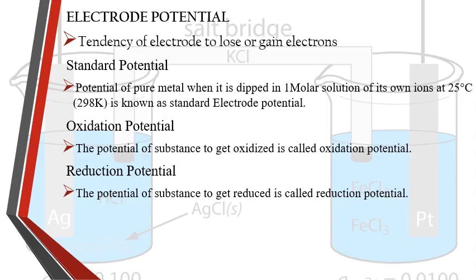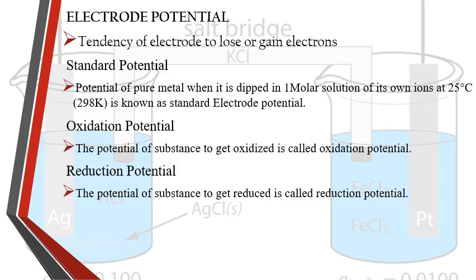ions in the solution. The standard electrode potential, that is E0, is the potential of a metal electrode when it is placed in a 1 molar solution of its own ions at a temperature of 25 degrees Celsius. This value is used as a reference point to compare the reactivity of different metals. The standard potential can help predict whether a metal will be oxidized or reduced when it comes into contact with another substance.